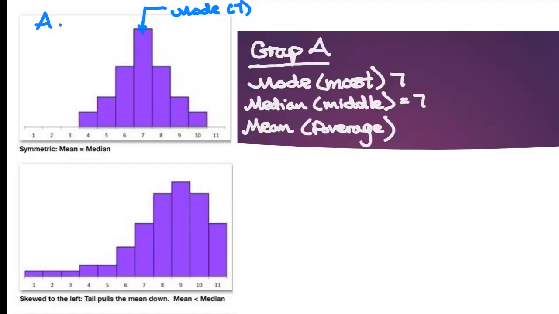And if you look at this, I need to put the median here. So my median is also right here. That's your middle. The mean, where is my mean going to be? The average of all of those scores.